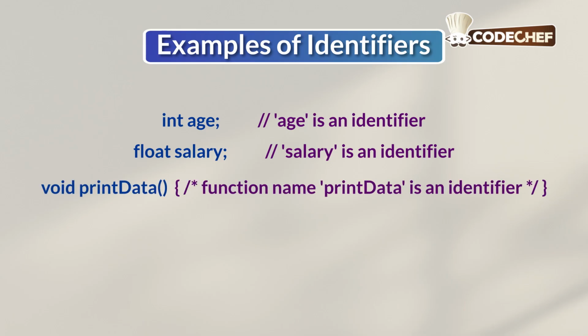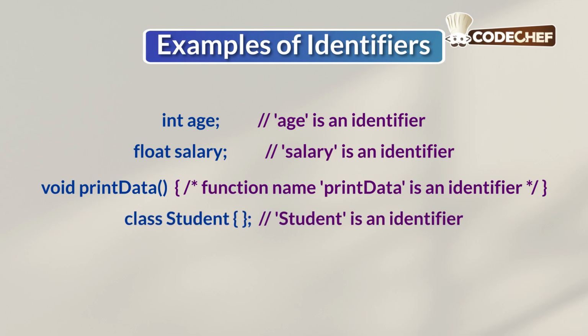Then void printData. Here printData is an identifier because it is a name given to a function by us. Lastly, class Student. Here Student is an identifier because it is a name given to a class by us.